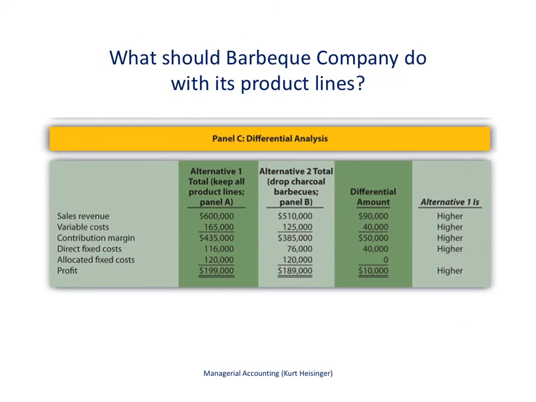We're trying to answer the question, what should we do as Barbecue Company with our product lines? Should we keep the charcoal barbecues or should we drop them? With alternative 1, keeping all product lines, we have profit of $199,000. With alternative 2, dropping the charcoal barbecues, we have profit of $189,000. So what you see here is that alternative 1 is higher by $10,000. So the decision for us as a company is to keep all the product lines.